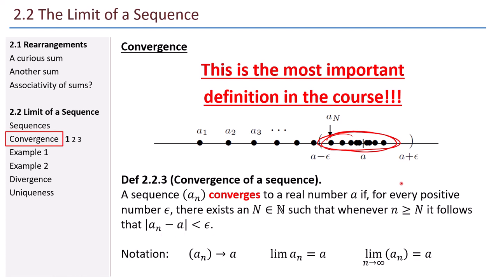There are a few ways that we indicate convergence of a sequence. The arrow is common, I like this. The sequence A sub n converges to A, or I can use the word limit. The limit of A sub n equals A. Or I can say the limit as n goes to infinity of A sub n equals A.